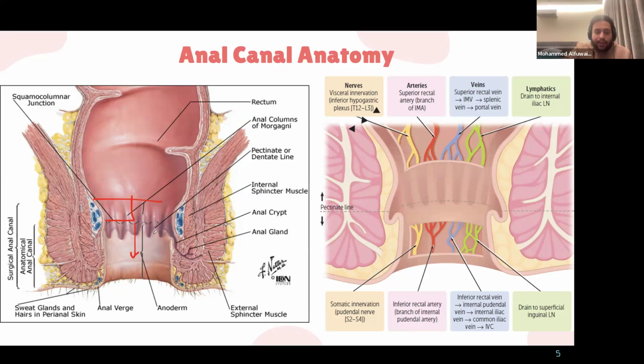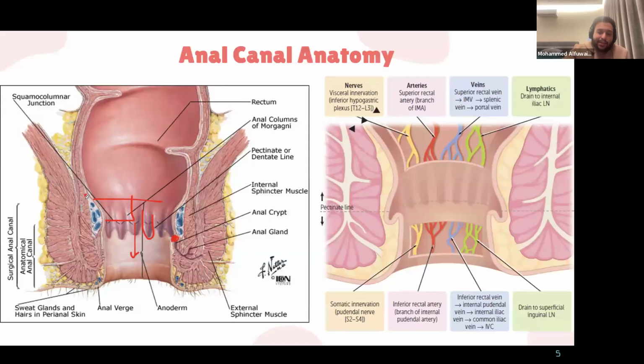The other thing is that these things over here are called the columns of Morgagni. These columns will have openings of ducts of glands. These glands are called the anal crypt glands. This is important when we talk about the anorectal spaces, because anything that causes obstruction to these crypts and glands will cause fluid accumulation, which will later form an abscess. Where will this abscess form? In the anorectal spaces that we're going to talk about.